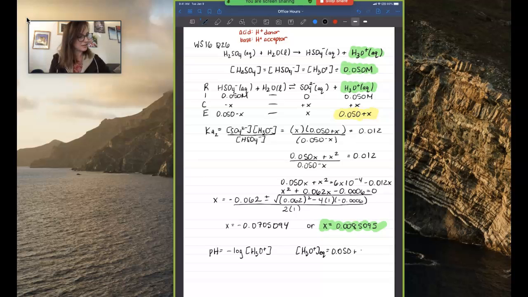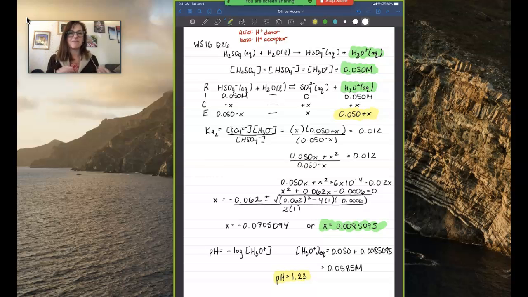And so, in this case here, the hydronium ion concentration at equilibrium is equal to 0.050 plus the 0.008595. And so, therefore, the hydronium ion concentration is 0.0585 molar. I'm going to plug that number into the negative log of the hydronium ion concentration, and there you would get a pH of 1.23. Alright, so you get a pH of 1.23.